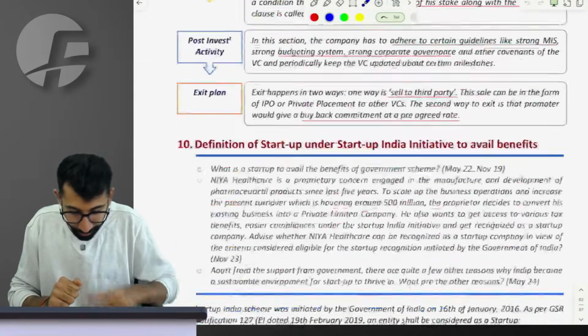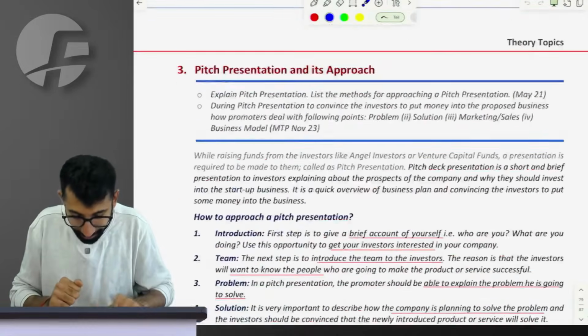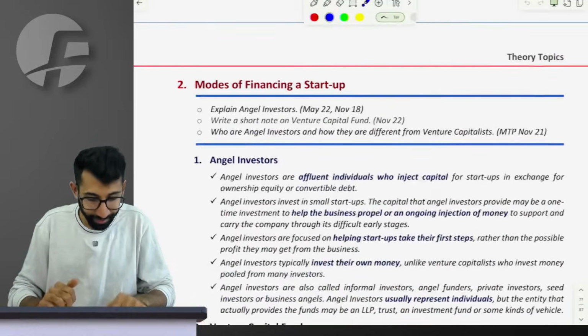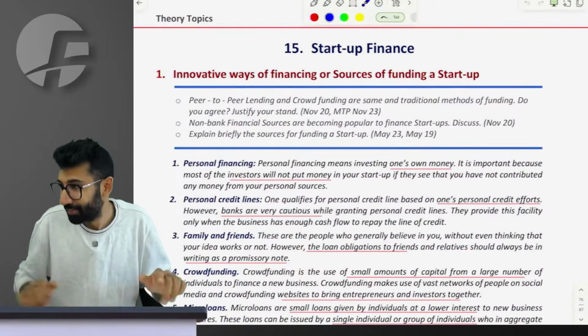To start with the first chapter, which is startup finance, the most important theory chapter of the entire curriculum. Perfect.